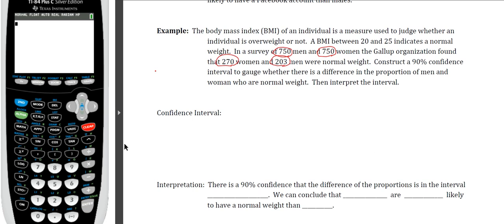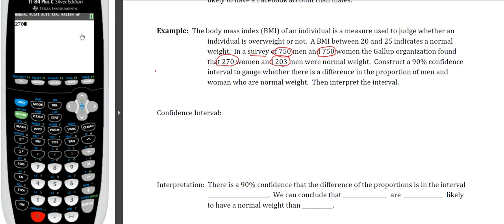For normality, first we want to check randomness. It doesn't exactly say random, but what it does say is survey. That's about as good as we got. So we're going to say something along the lines of, as long as that survey was conducted randomly. For the independence criterion, the 750 men, 750 women, says that they didn't come from a specific group. They're just men and women. So that's likely less than 5% of all men and women that exist. So we're good there.